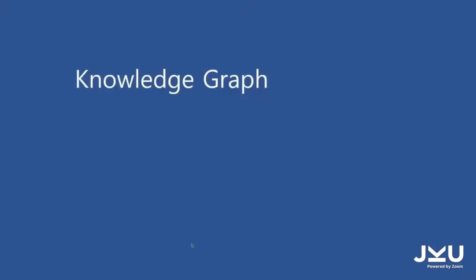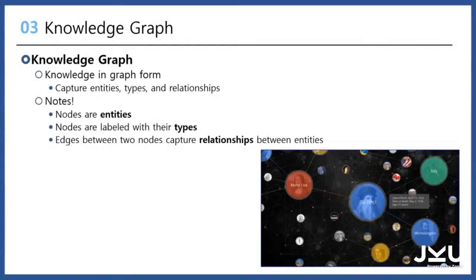Let's take a look at the knowledge graph. Knowledge in graph form captures entities, types, and relationships. Nodes are entities. Nodes are marked with their type. And an edge between two nodes captures the relationship between entities.